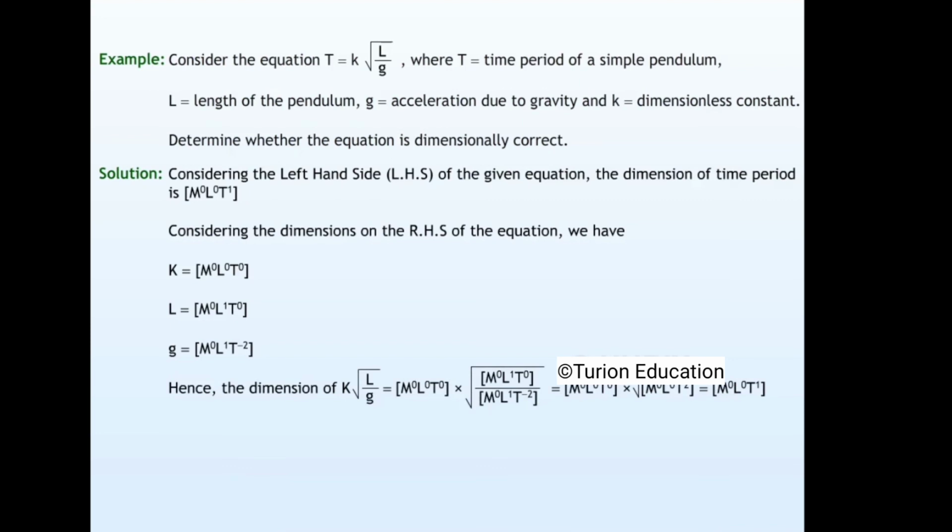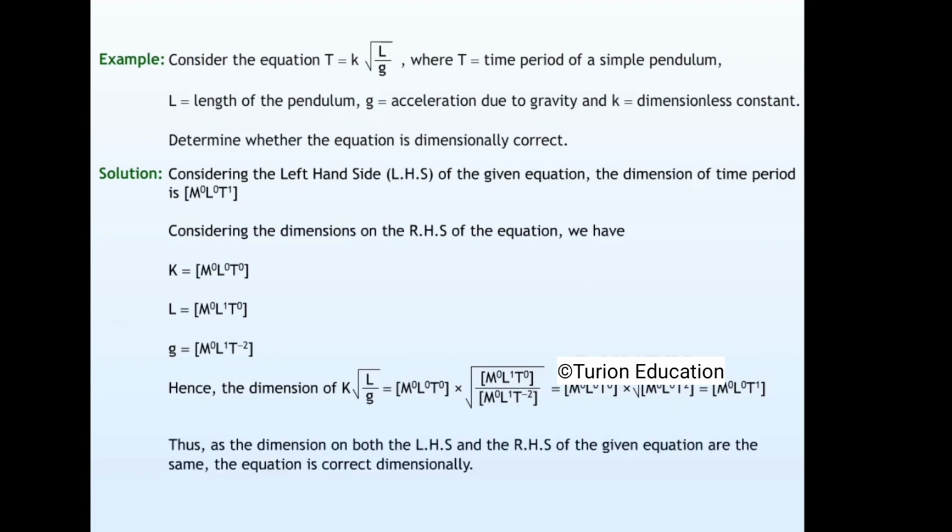Hence, the dimension of K root L by G equals M0, L0, T0 into root M0, L1, T0 by M0, L1, T minus 2 equals M0, L0, T0 into root M0, L0, T2 equals M0, L0, T1. Thus, as the dimension on both the LHS and the RHS of the given equation are the same, the equation is correct dimensionally.